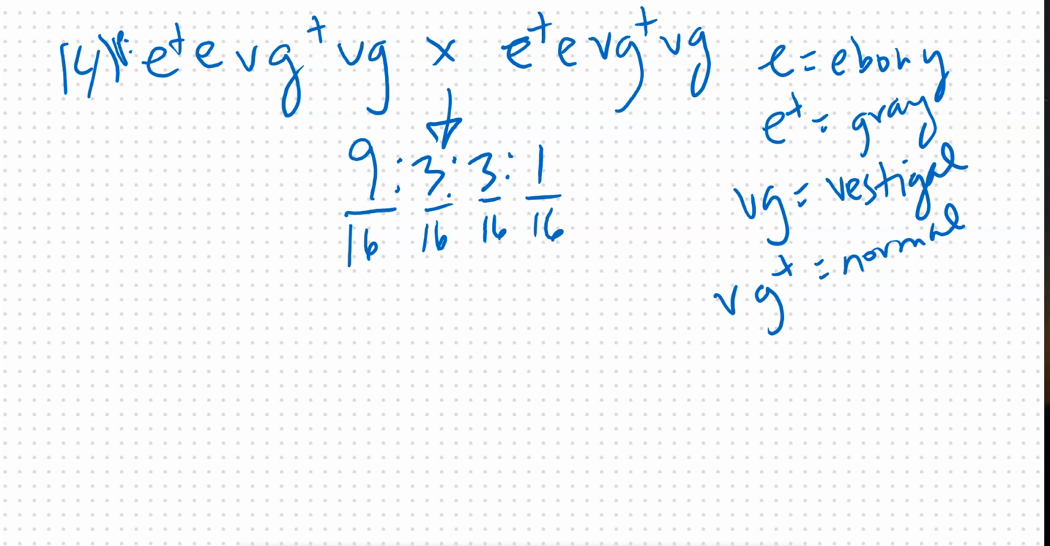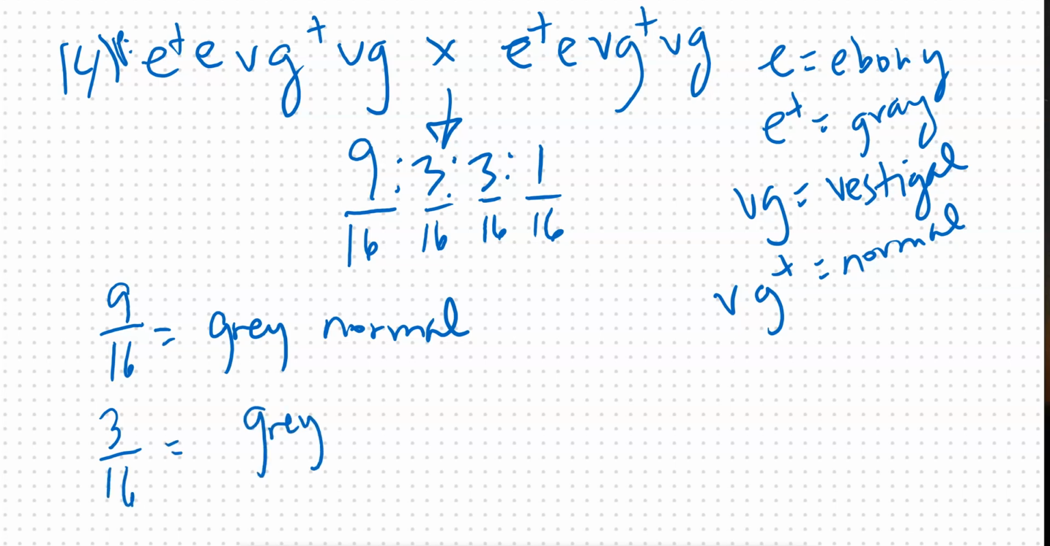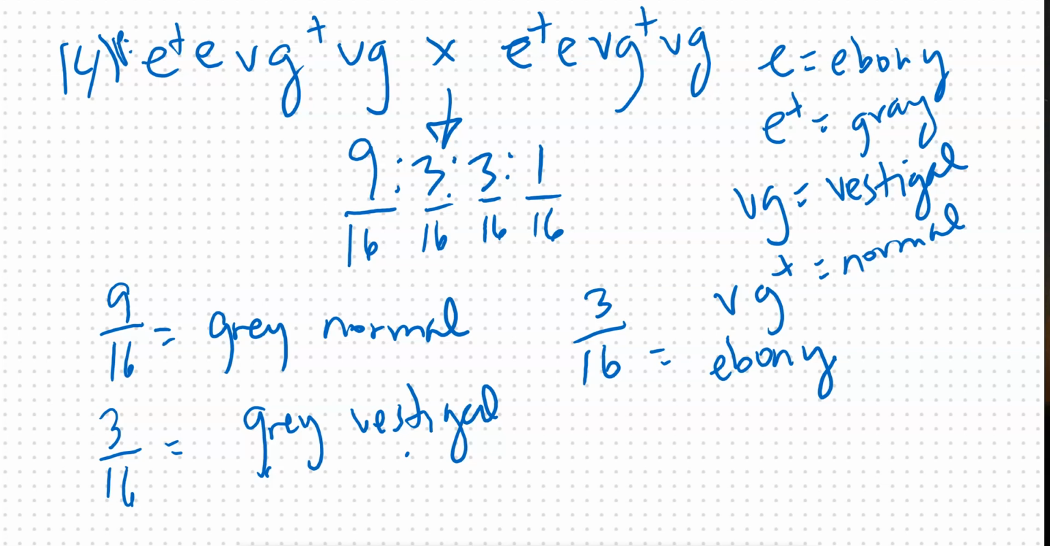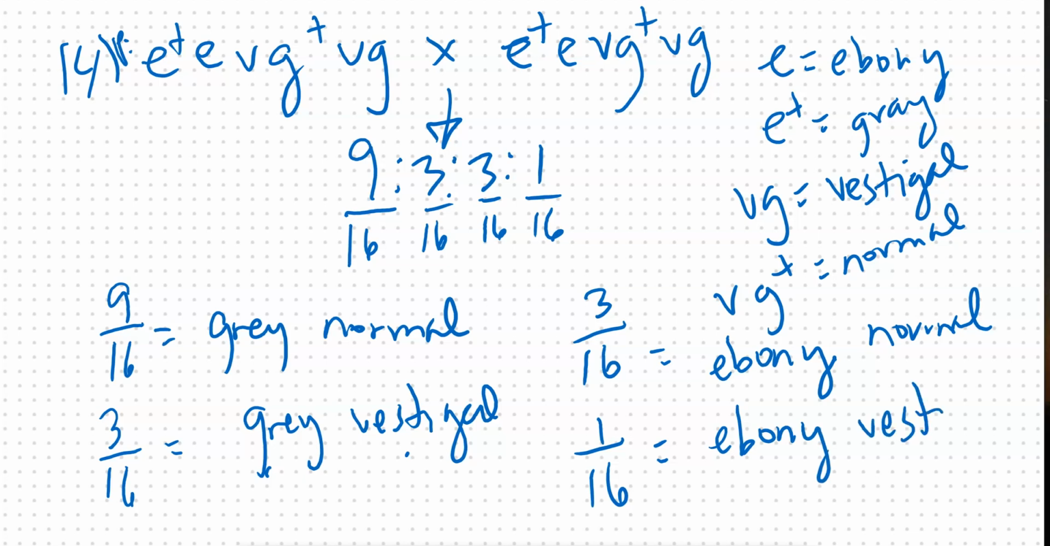So we would expect 9/16 of these flies should be gray, normal wings, both dominant. 3/16 should be gray and vestigial. Then we would expect 3/16 because 1 dominant, 1 recessive, 3/16 should be ebony, recessive, and normal, dominant. And 1/16 of these should be ebony and vestigial, both recessive traits. So this is our 9 to 3 to 3 to 1 ratio that we get from normal Mendel stuff.